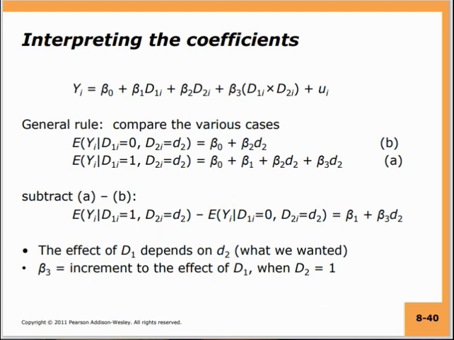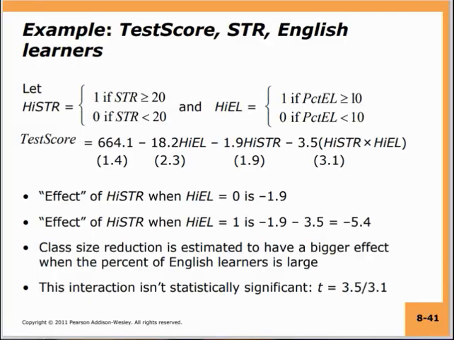Even though d2 is remaining constant in both cases, it is affecting the marginal change on y of changing a value of d1 from 1 to 0. So the effect of d1 depends on d2. This is what you wanted, and beta 3 is the increment to the effect of d1 when d2 equals 1. Okay, so this is how two binary variables happen.